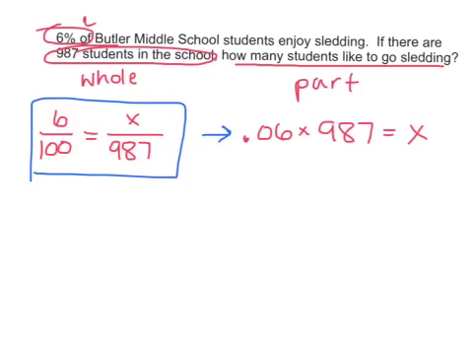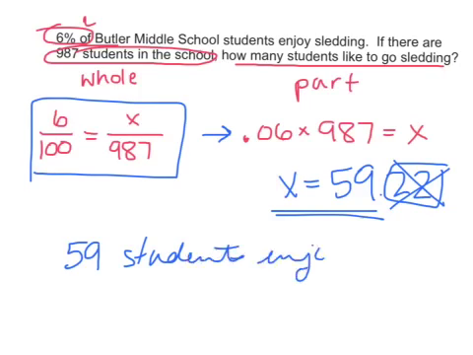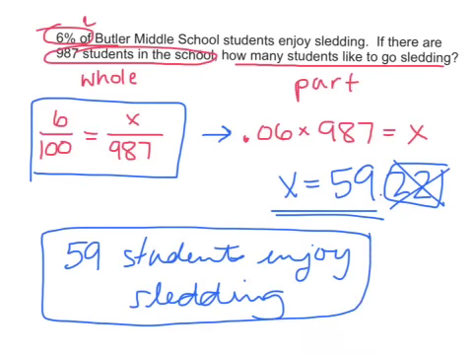So 0.06 times 987 equals 59 and 22 hundredths students. However, once more, you can't have part of a student, and so we're going to round down to the nearest whole student. So we have x equals 59. So that means that 59 students enjoy sledding. And remember, word problems need to have their answer in a sentence.